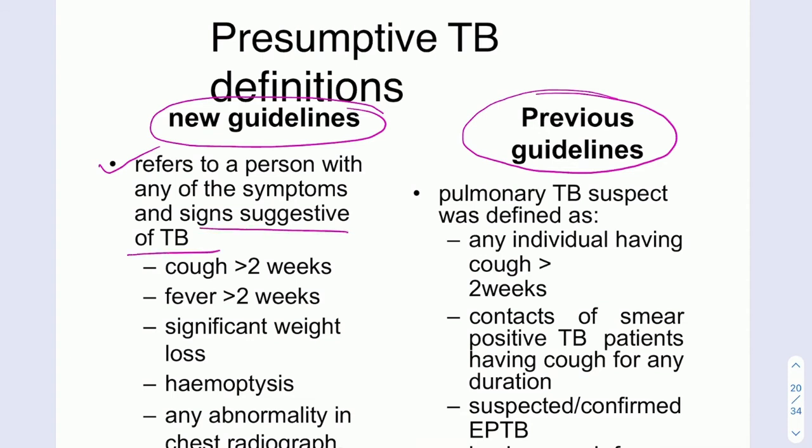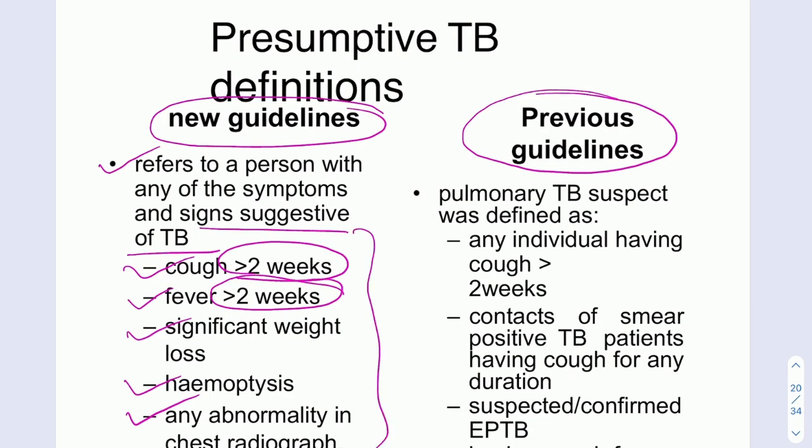So what are the signs? Cough for more than 2 weeks, fever for more than 2 weeks, significant weight loss, hemoptysis, or any abnormality in the chest radiograph. Okay, so if any of the symptoms and signs are present, we will think about a presumptive TB case. Cough, fever for 2 weeks, significant weight loss, hemoptysis, or any abnormality in the chest X-ray.